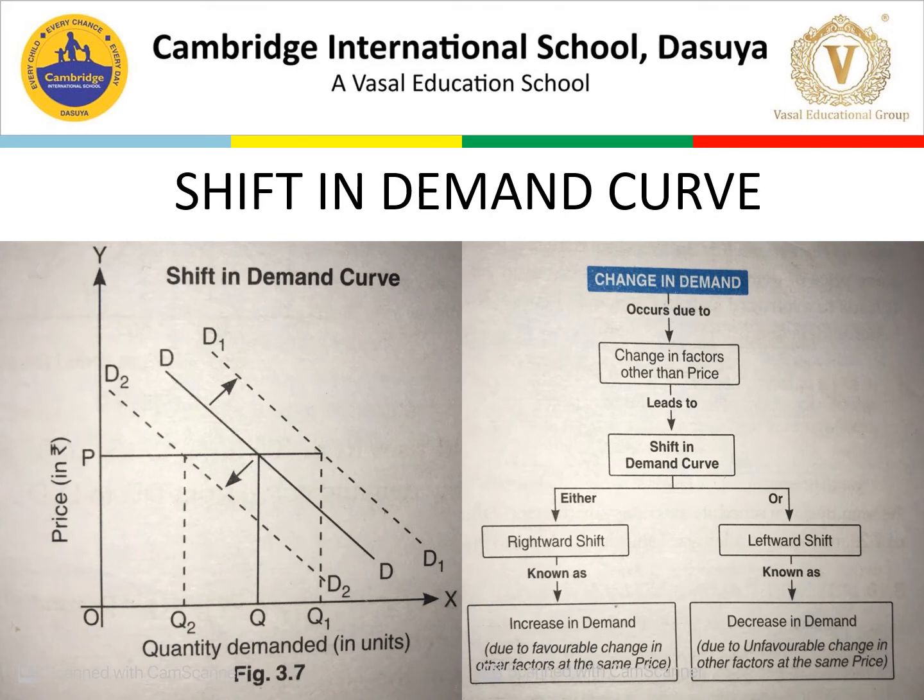Now, the second point is when we are shifting the demand towards the leftward shift. In this case, what happens? Decrease in demand. Price will remain the same, but the demand for the product is decreasing. Like at the time of this COVID-19 lockdown, because of that, we are not even buying the goods at the same price.